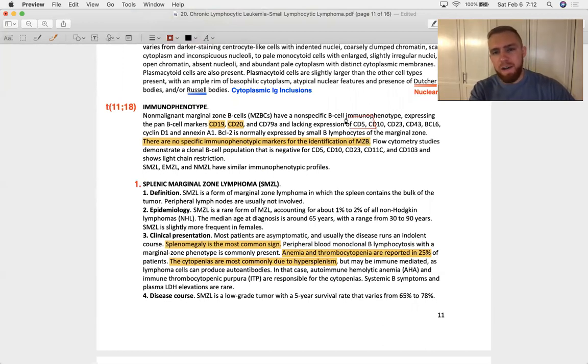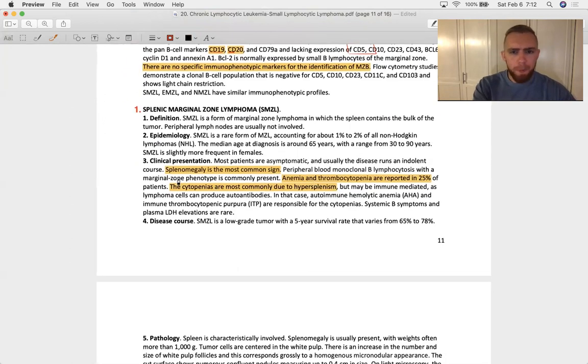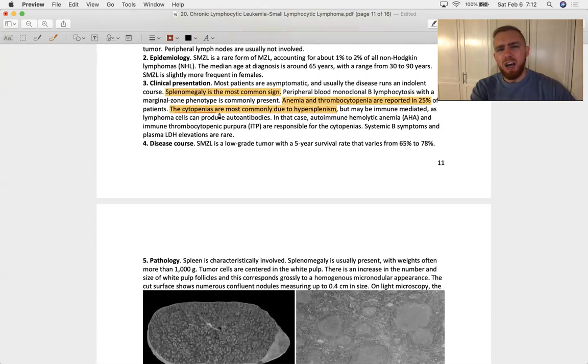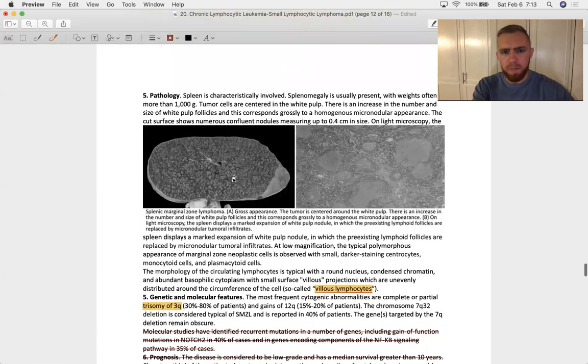Well, it's not CD5 positive. So that's marginal zone, okay? It's CD19 and 20 positive, so you know it's B cells, but it is not CD5 positive. There's that 11-18 translocation that you see in it. It might pop up in the spleen. It might cause a cytopenia due to splenic enlargement because the spleen filters blood. If your spleen's enlarged, there's more filtration, hence there's more cells getting pulled out of the blood by splenic macrophages.